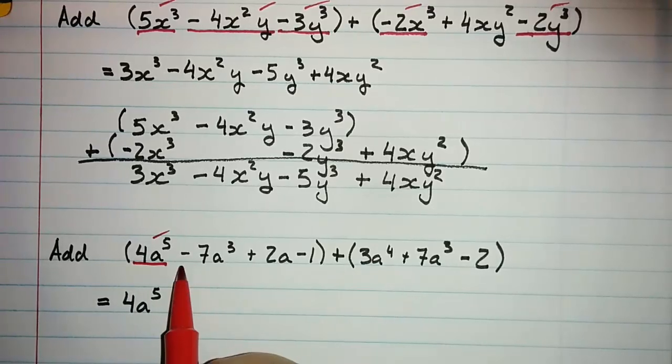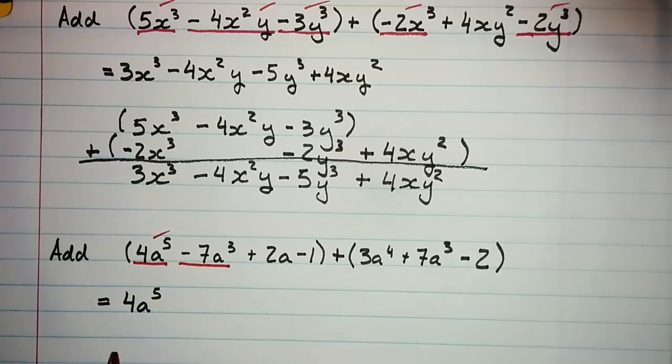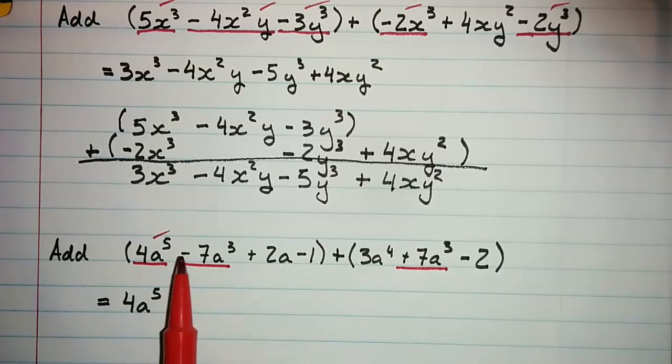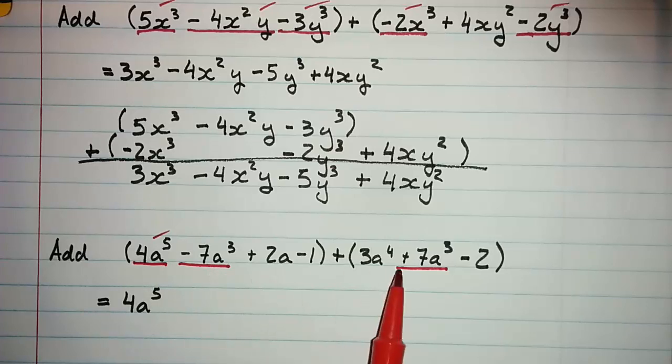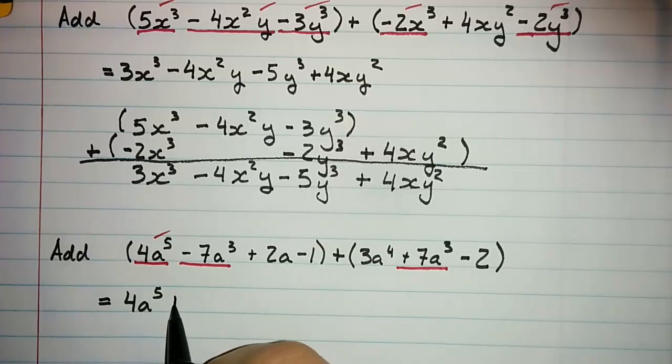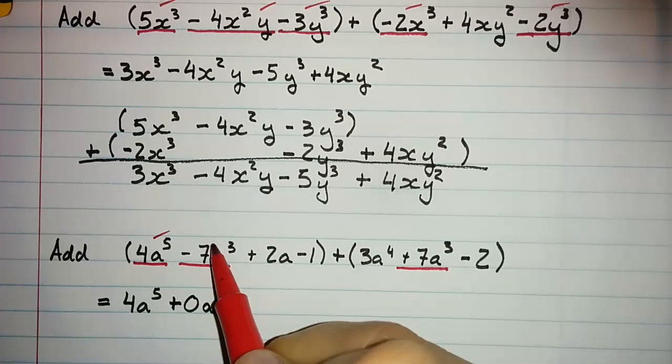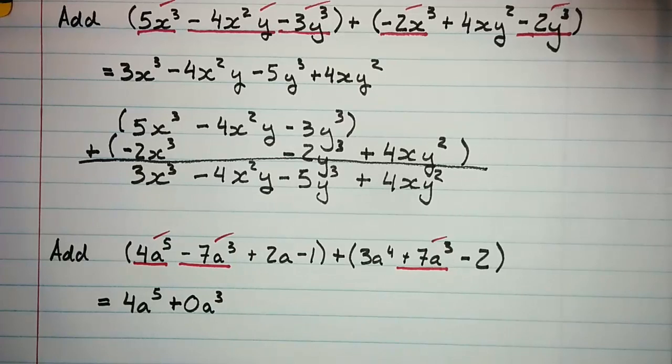Now I see a minus 7a cubed. What other a cubed terms do I have? Oh, I have a plus 7a cubed. Negative 7a cubed plus 7a cubed is going to be 0a cubed. I'm going to write that down for now, so I know I didn't just forget about those terms.